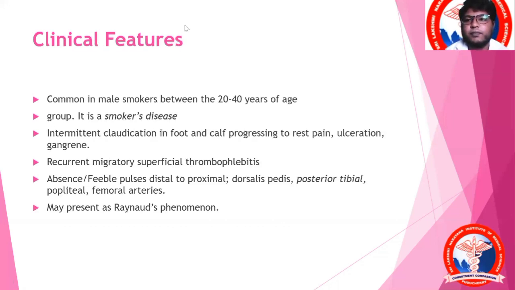Clinical features. It is common in male smokers between 20 to 40 years of age. It's a smoker's disease. Intermittent claudication in foot and calf, progressing to rest pain, ulceration, and gangrene. Recurrent migratory superficial thrombophlebitis may occur. Feeble or absent pulses distal to the proximal dorsalis pedis, posterior tibial, popliteal, or femoral arteries may be there. It may also present as Raynaud's phenomenon.